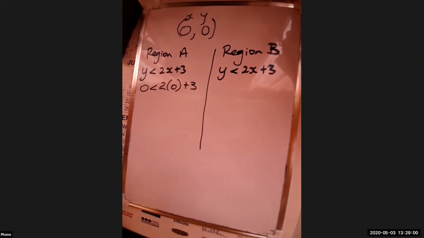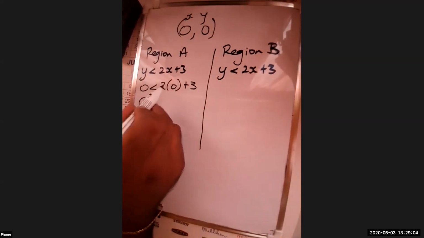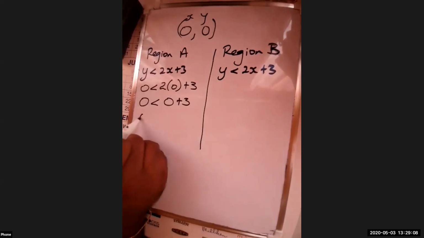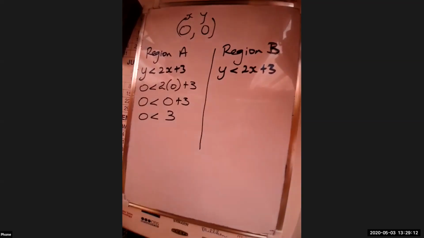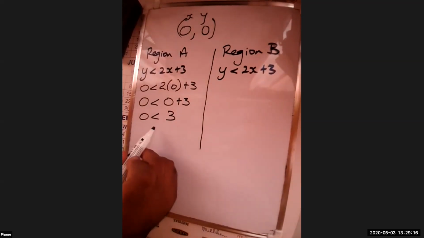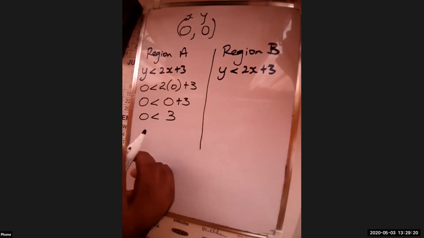Anybody confused there? What am I doing? I'm just substituting. So 0 is less than 2 by 0 plus 3. And of course, 0 plus 3 is 3. Is 0 less than 3? That's what this is saying. Is it true or not? Is 0 less than 3 or is 0 more than 3? Less than. Correct. So this is true.